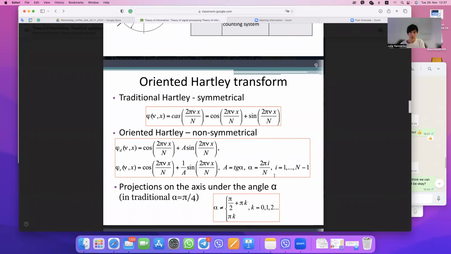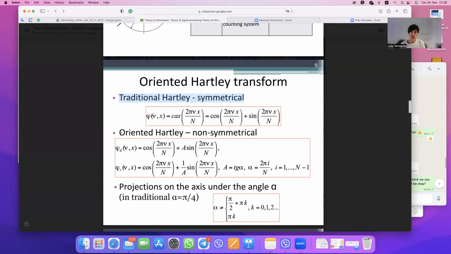We can go further to improve our method and to make it simpler. In this case, we can take the Hartley transform and modify it a little bit. As a result, we will obtain the oriented Hartley transform, a modified version of the Hartley transform. We have the traditional equation for the Hartley transform that is symmetrical, so the basic function is the same for the direct and inverse transform. It's cosine plus sine.